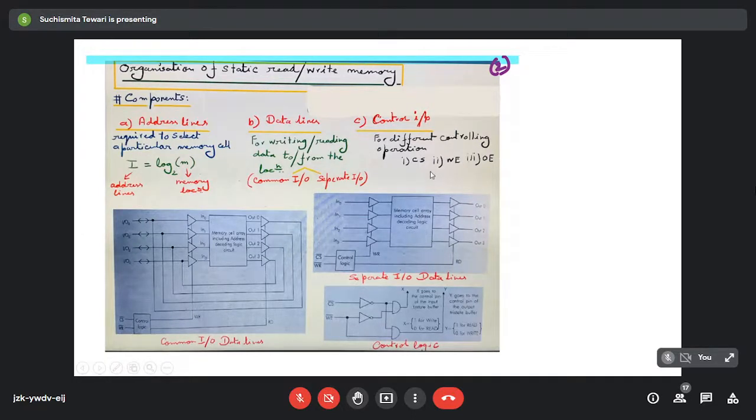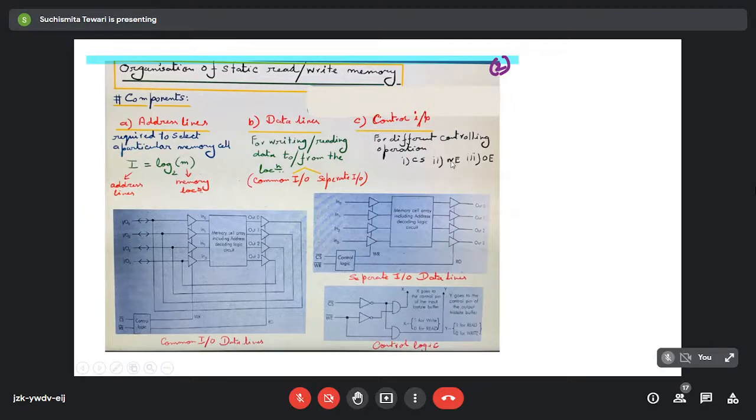What are these? CS stands for chip select. It basically selects a particular chip. Which chip is pointed to by the address bits? Suppose I am giving 00. 00 is pointing to a particular memory location, and in that memory location, suppose there is a group of memory cells sitting. So we need to enable those memory cells in order to write in them or in order to retrieve the data from them. That is done by enabling this chip select control. Now this chip select control can be active high or active low, depending on the system you are designing.